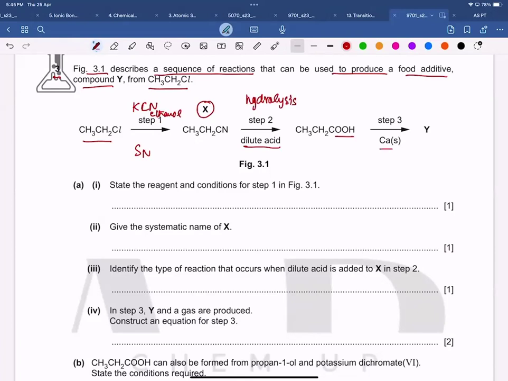Okay, now in step 3, calcium is added, and as a result we got Y. So Y must be (CH3CH2COO)2Ca, because calcium has a +2 charge, and it's an acid-metal reaction because metal is added to acid. Now state the reagent and conditions for step 1. So in step 1, the reagent is KCN, and the conditions are ethanolic and heat.